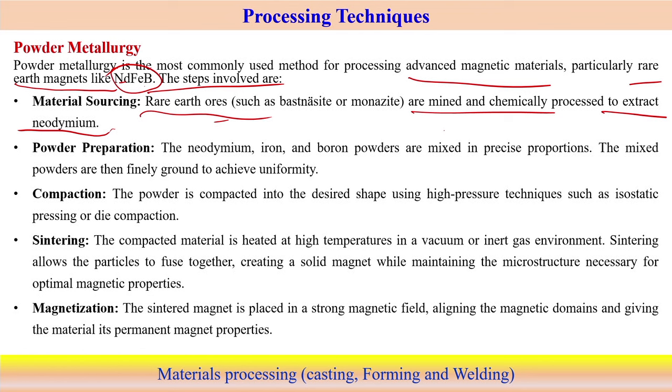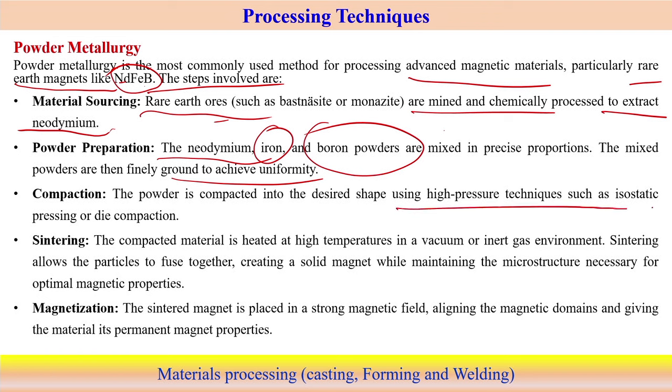So first we need the extraction of the neodymium, then preparation of the powder. We can create the neodymium powder along with the iron and boron powder. They are mixed together according to the proportion. Mixing together all these powders, the mixed powders are then very finely ground to achieve uniformity. That means you need to achieve uniform mixing, and this is the very basic requirement of the powder metallurgy technique. Once we make the powder mixture ready, then we go for compaction. It is compacted using a high pressure technique such as isostatic pressing or die compaction; both can be applied to get this compaction stage of the powder material.